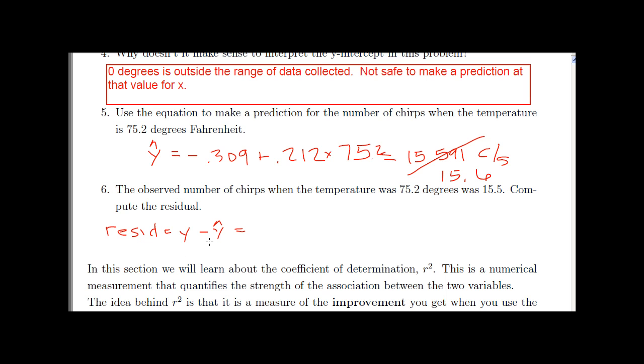Okay, now I want a residual. We have the predicted value, and I also need an observed value for 75.2. It says the observed value was 15.5. That's what we're given in the problem. So I take the observed minus the predicted. That's equal to negative 0.1. So it's negative. That means it was below the line. The observed value was slightly lower than the line than the predicted.